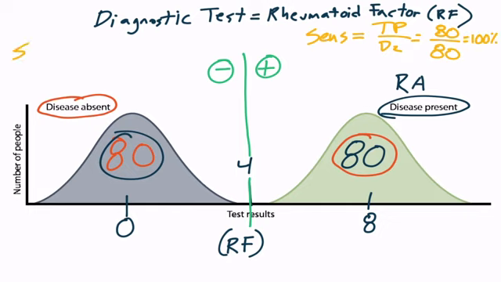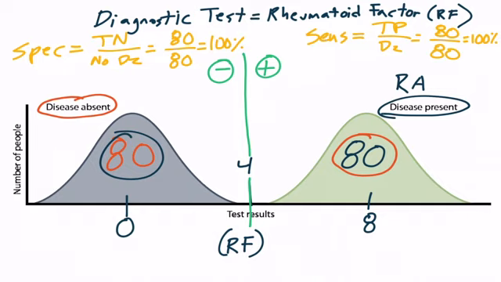Now let's talk about specificity. Recall that the equation for specificity is true negatives divided by all those who do not have the disease. So looking at the left, we see there are 80 disease-free patients. So 80 is our denominator. And how many of these patients tested negative? All of them. So our true negative number is 80. 80 divided by 80 is 1, or 100%. So this is the ideal circumstance for a diagnostic test, but reality looks a little different.